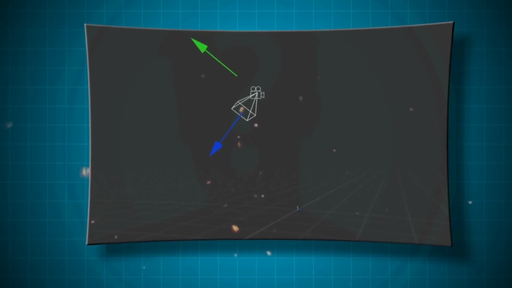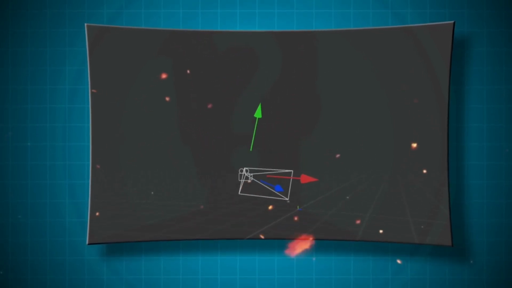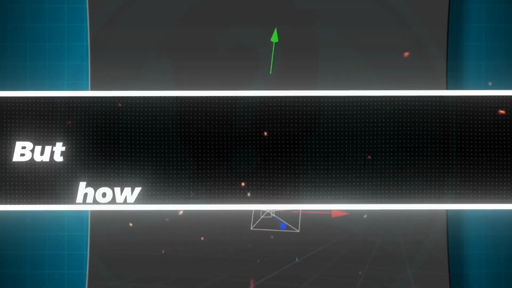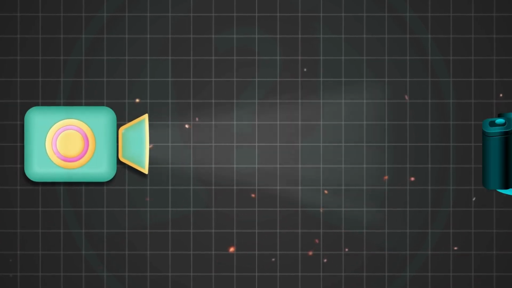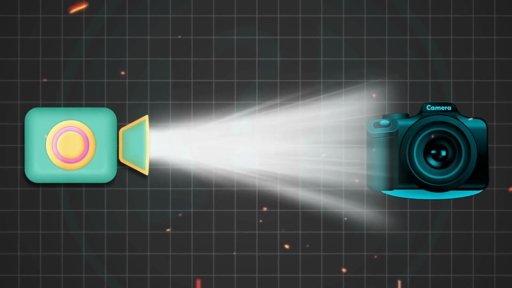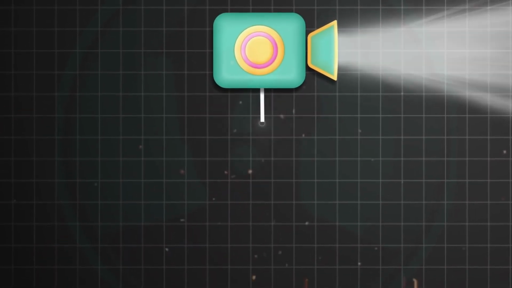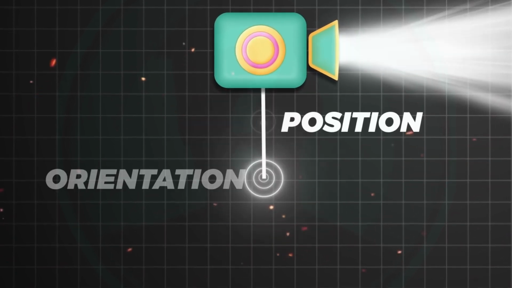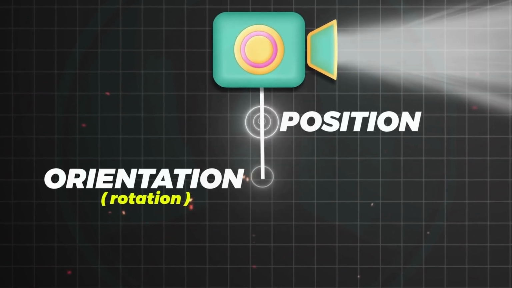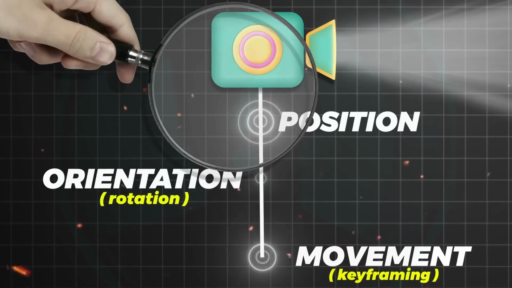Okay, so let's understand the basics. As you might know, 3D editing involves a 3D camera. But how does the 3D camera actually work? Well, a 3D camera behaves like a real-life camera. You can manipulate the 3D camera in 3 ways. First, by changing the position. Second, by changing the orientation, which you can also call rotation. And third, by movement, which means framing.